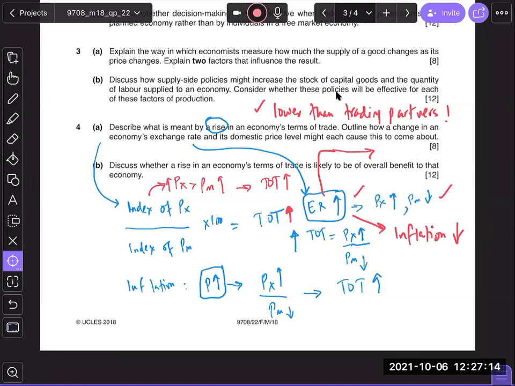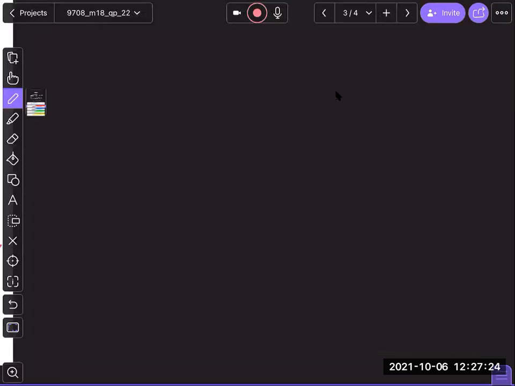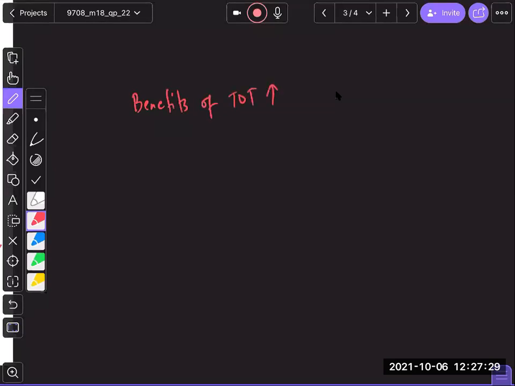Discuss whether a rise in economy's terms of trade is likely to be of overall benefit to the economy. So let's talk about the benefits of terms of trade improving and the costs of terms of trade improving. Okay, so guys, if the terms of trade goes up, let's talk first about the improvement in the terms of trade. How will it be beneficial? Anyone?